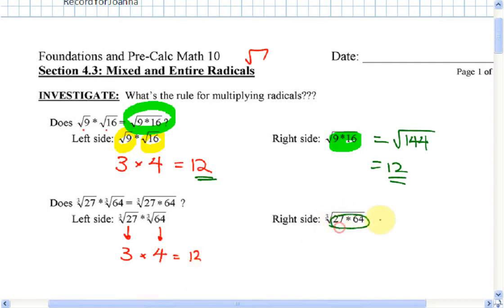This time I want you to multiply 27 times 64 first. What's that? 1728. A big number. Okay. So, what's the cube root of 1728? That's also 12. Good. Because 12 times 12 times 12 is 1728.